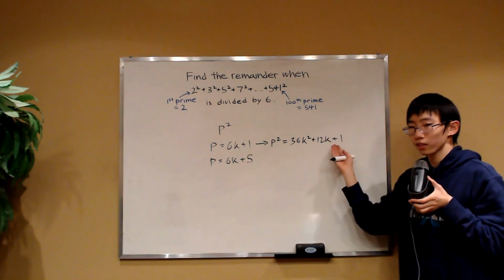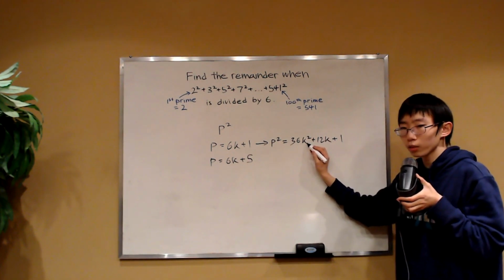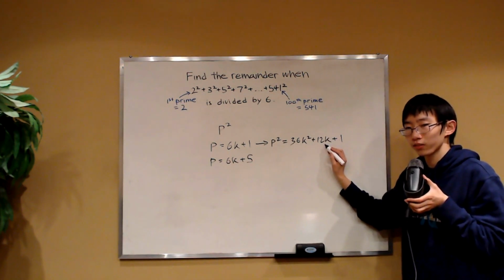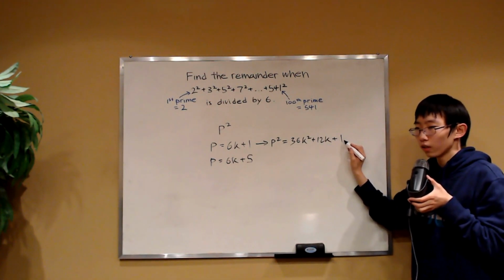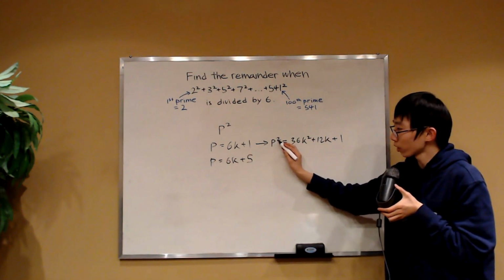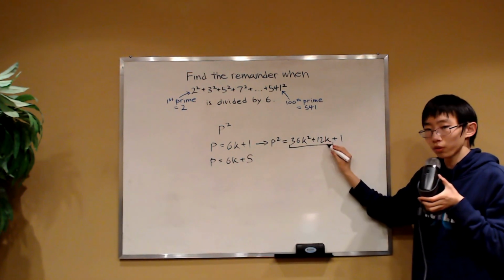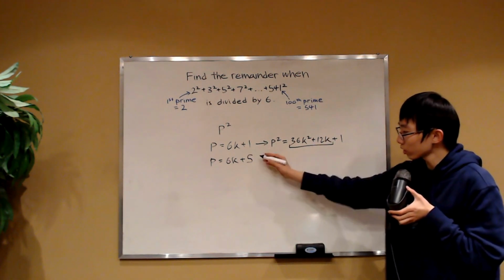Now analyze this a little bit. Notice that 36k squared is a multiple of 6, obviously, and 12k is also a multiple of 6. So we just have a plus 1 here, meaning that under this case, any prime squared with this form is always 1 more than a multiple of 6. Okay, that's nice to know. But what about this case?